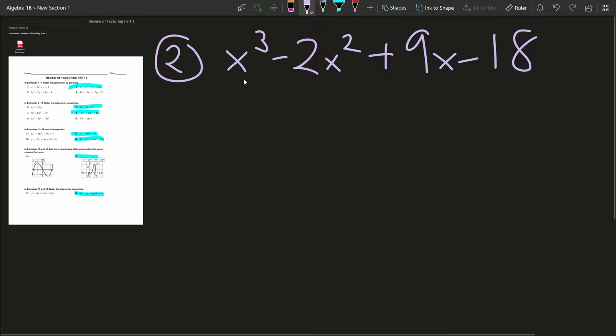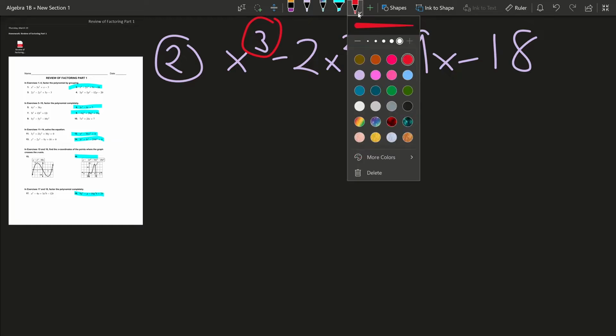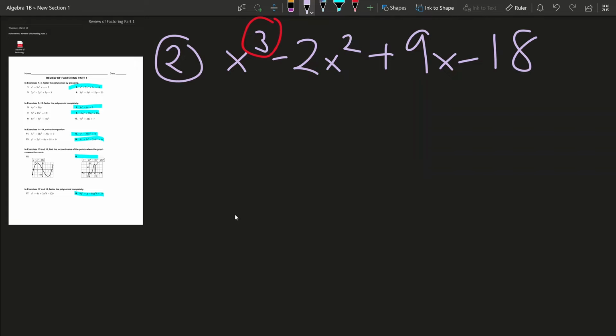Now, for this polynomial, what method would we want to use? Notice that it starts with x to the power of 3, which means we can't use the box method, we can't use a FOIL method. So for this one, it would be best to use grouping.